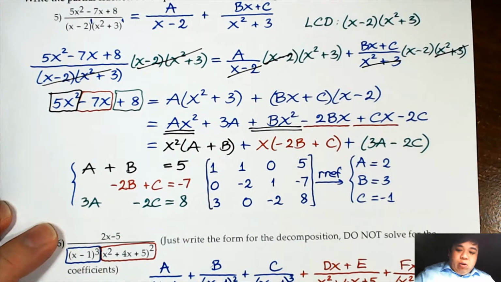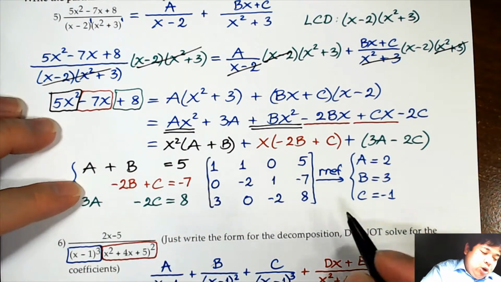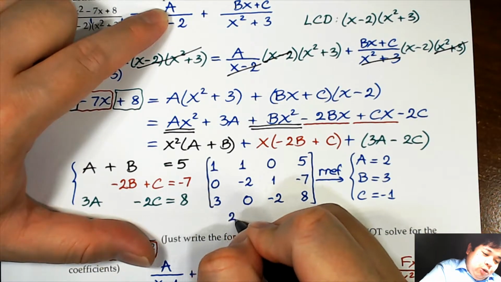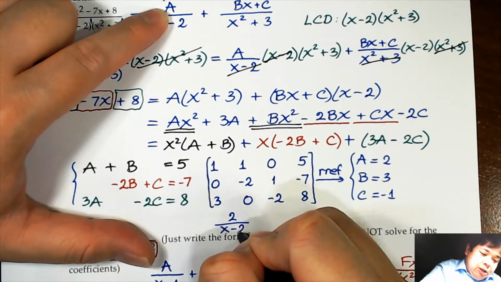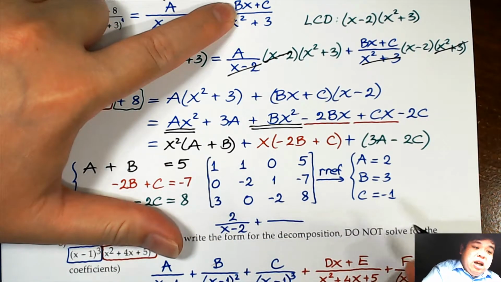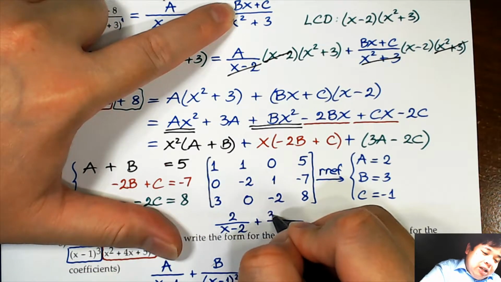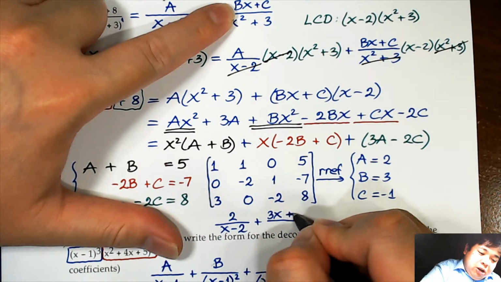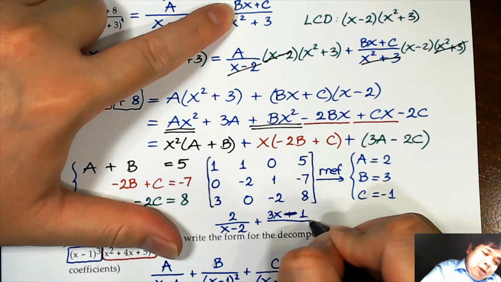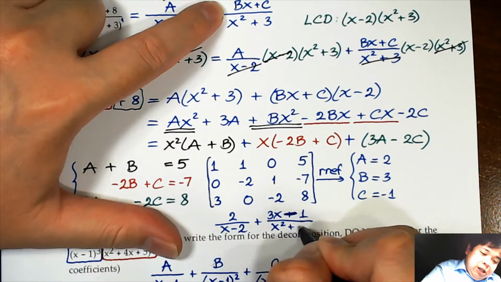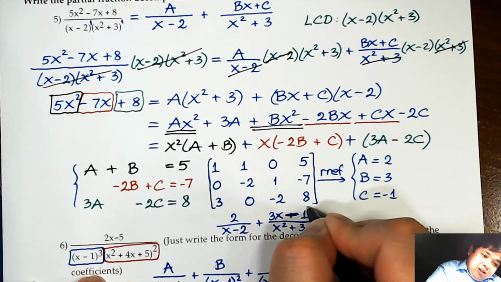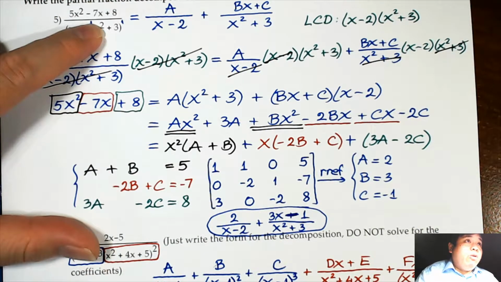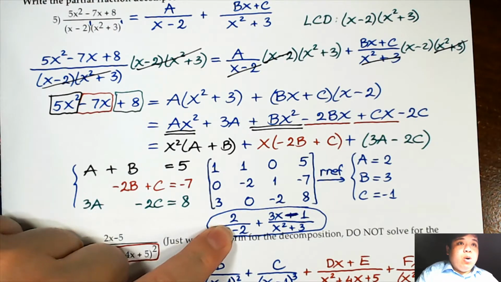After that we can write the decomposition. In this case, A is 2. So that will be 2 over x minus 2. And then Bx plus C. B is 3 and x. And then minus 1, over x squared plus 3. So this is the answer. So the original fraction decomposes into this.